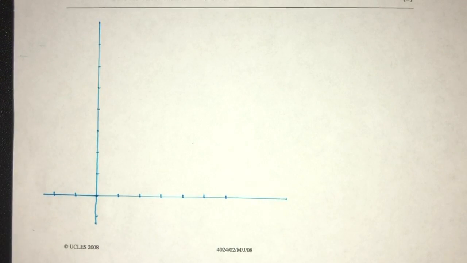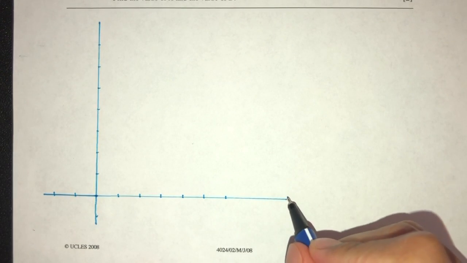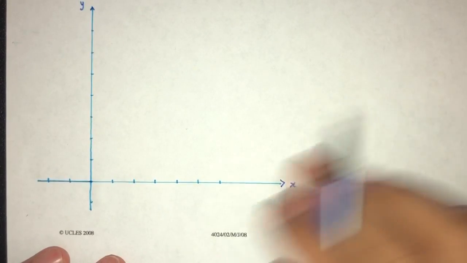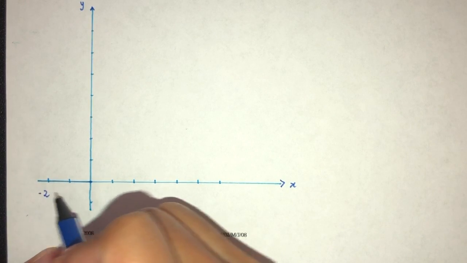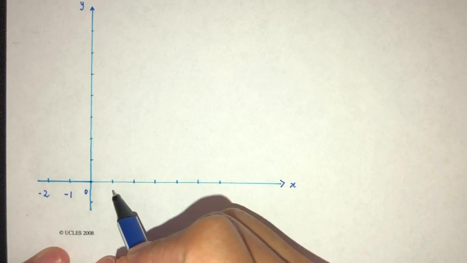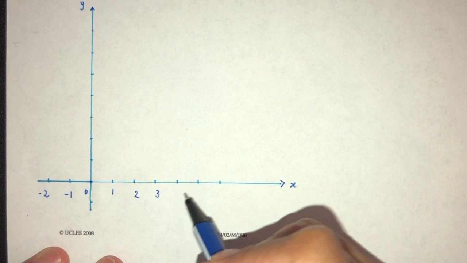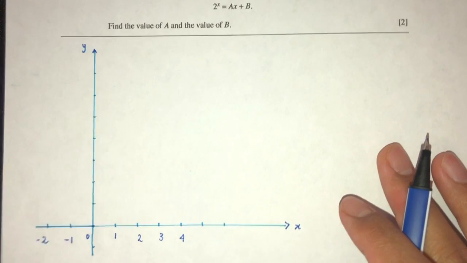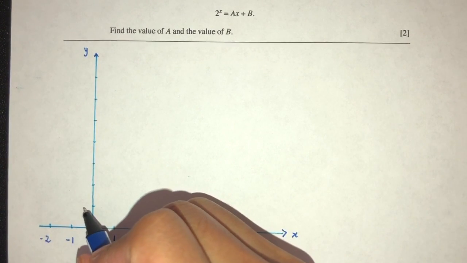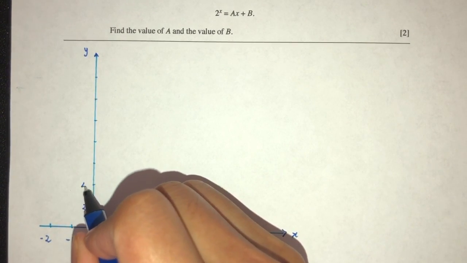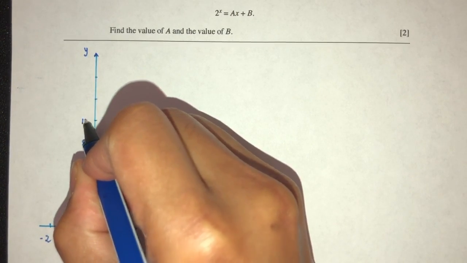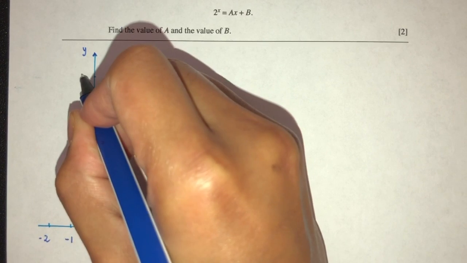Okay, so this is the x, this is the y-axis. Now, first thing first, it is from minus 2. So minus 2, minus 1, 0, 1, 2, 3, and 4. You can start right here. And for the vertical it will be from 0 to 14. So 0, here I will put 2, 4, 6, 8, 10, 12, and 14.